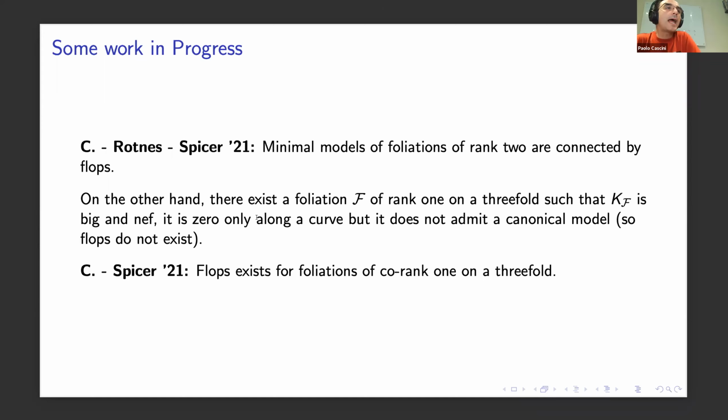On the other hand, for foliations of rank 1 in a three-dimensional situation, things are better. So somehow this improves this result. We show that flips do exist. This is also work in progress, still under construction, but we do prove that flips exist for foliations of rank 1.